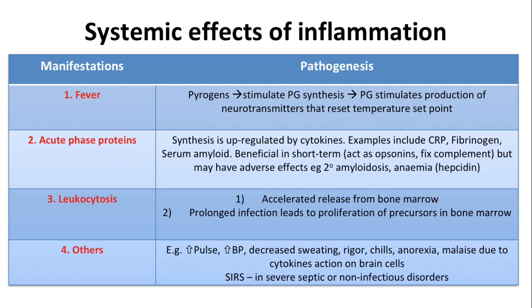The second pathophysiology of the increase in leukocytosis is in the setting of prolonged infection. Whenever there is prolonged infection, this can lead to proliferation of precursors in the bone marrow as a result of stimulation by colony stimulating factor. Other constitutional symptoms and signs, such as increase in pulse, increase in blood pressure, etc., are all due to direct cytokine action on the brain cells.